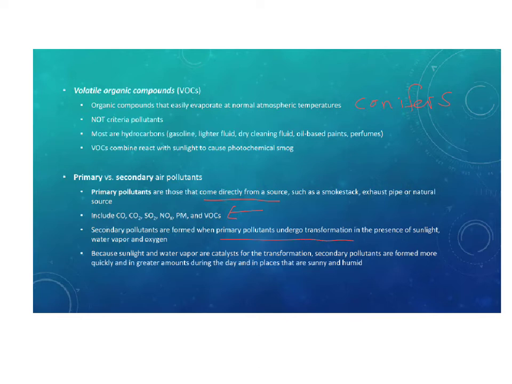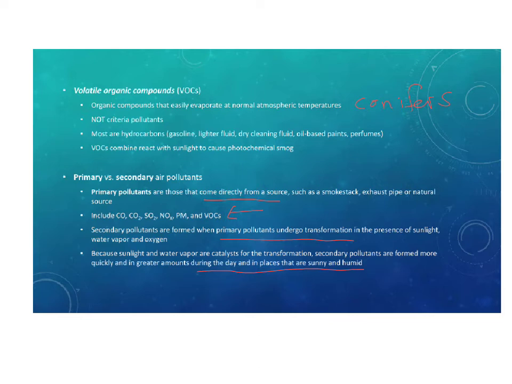And that's usually in the presence of sunlight and water vapor and oxygen, but sunlight and water vapor are the two biggies. Because sunlight and water vapor are catalysts for the transformation, secondary pollutants are formed more quickly and in greater amounts during the day and in places that are sunny and humid.